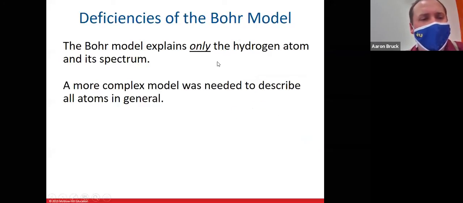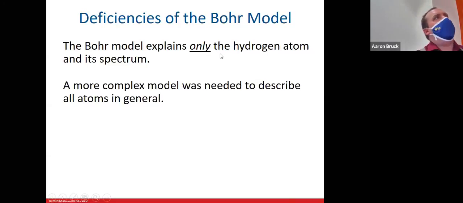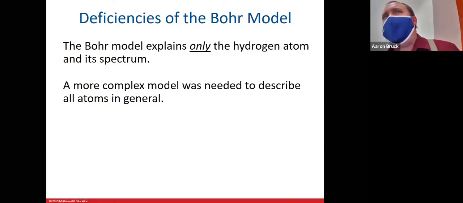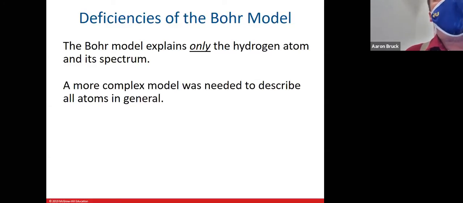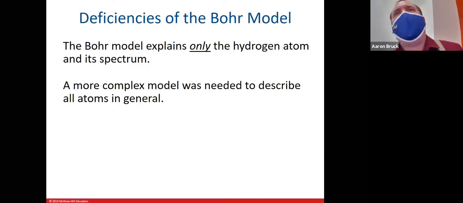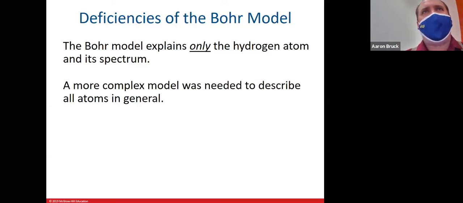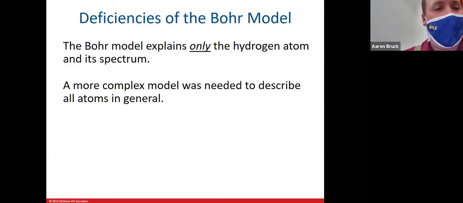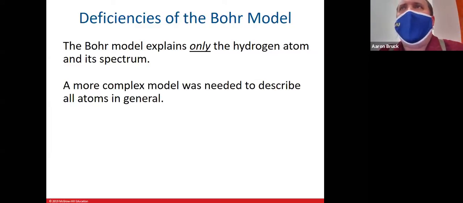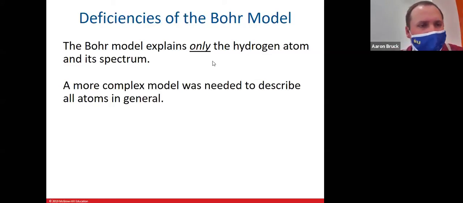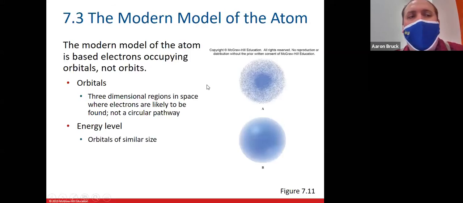The problem with the Bohr model is that it was largely insufficient to describe the electronic character of pretty much anything other than hydrogen. The Bohr model did a great job at explaining hydrogen and why hydrogen's electrons behave the way that they do. But beyond hydrogen, it had some real deficiencies. It had some real problems. And so a more complex model was necessary to help describe those atoms overall. That more complex model is something called the quantum mechanical model.